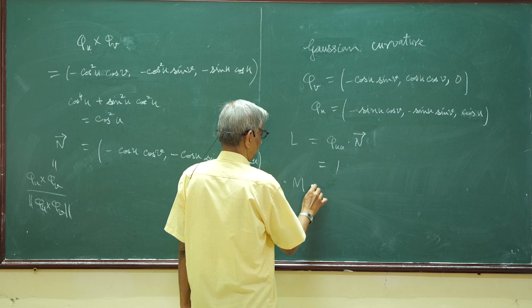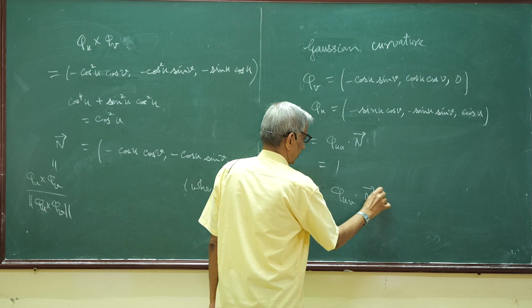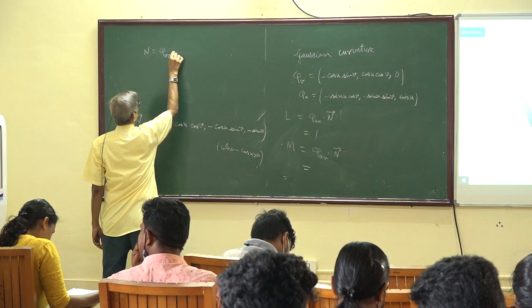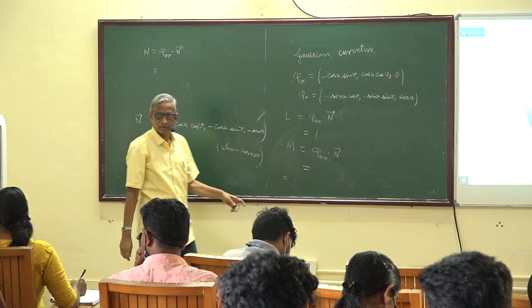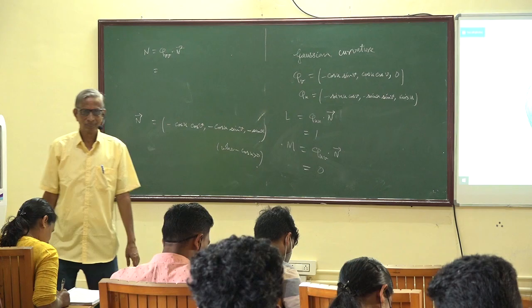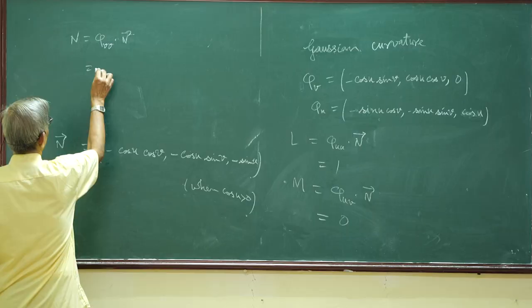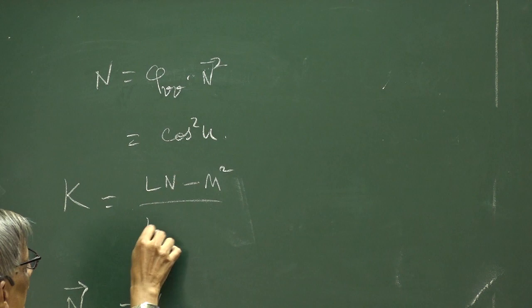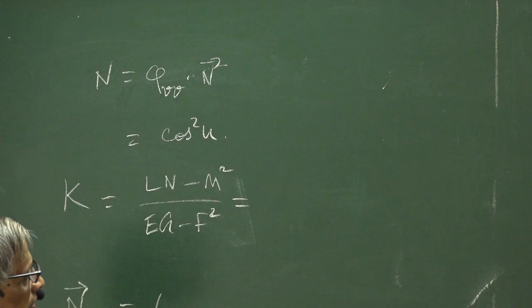M. M equal to 0, very good. What about N? What do you get for K? So this is going to be cos square u.